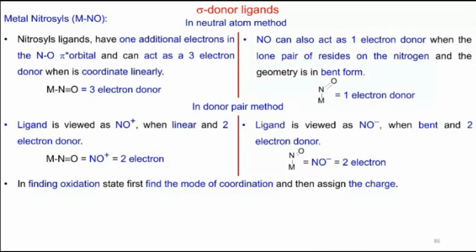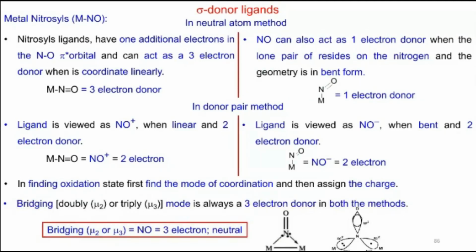But if the nitrosyl is in the bridging mode, whether it is bridging 2 metal centers, or 3 metals or 4 metals, it is going to donate only 3 electrons, and that nitrosyl should be treated as a neutral moiety. Because nitrosyl in neutral form, the nitrogen monoxide or nitrogen oxide gas, is an 11 electron species. Only if it is in the bridging mode, it should be considered as neutral and a 3 electron donor. This is what we have to say about the nitrosyl ligand.